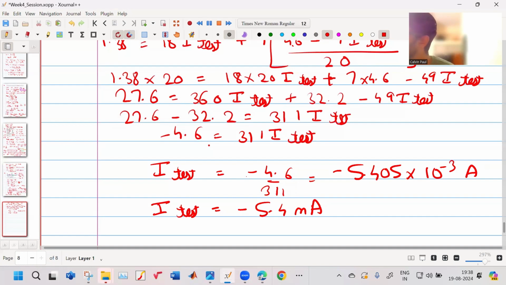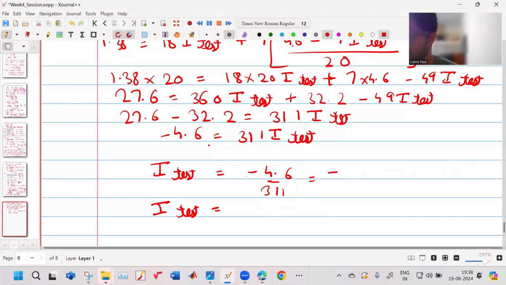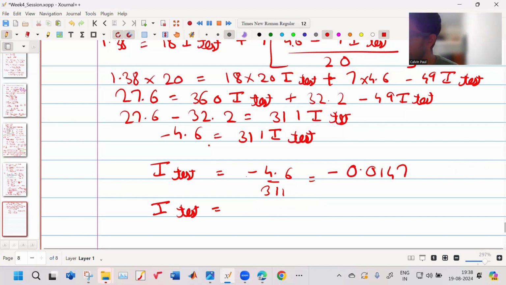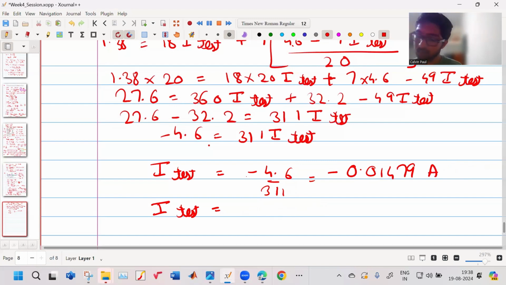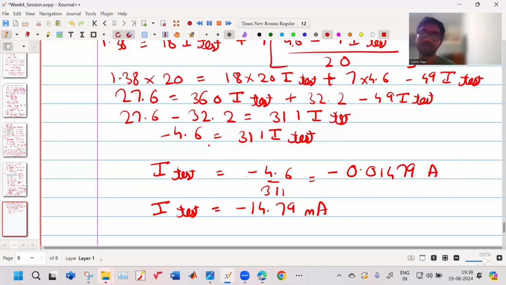So that becomes equal to, I'll just rub all this, minus 0.01479 ampere. So that actually is equal to minus 14.79 milliampere.